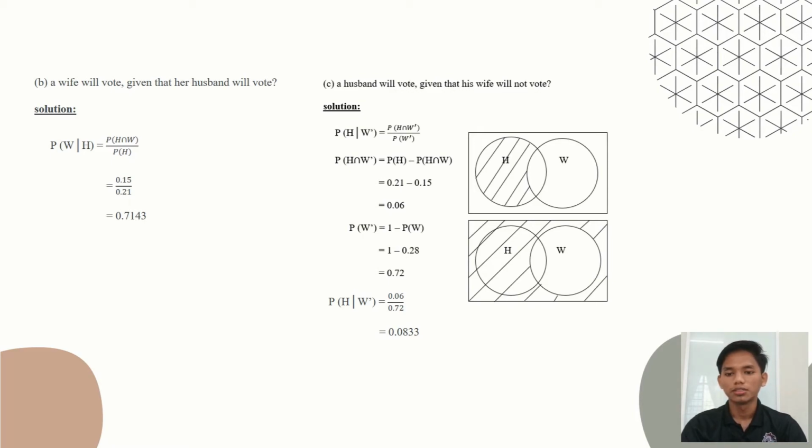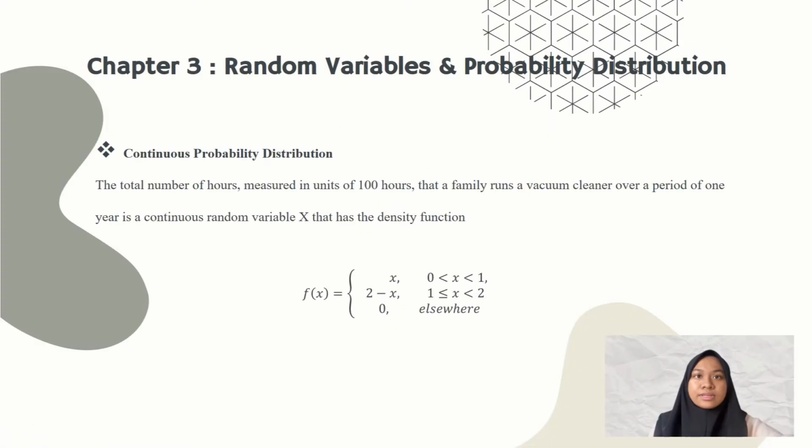0.06. Second, the probability of W prime is 1 minus the probability of W. So we get 0.72. Hence, we calculate the probability of H given W prime, we get 0.0833.